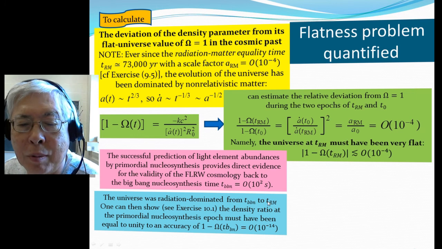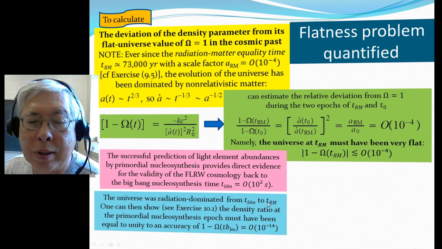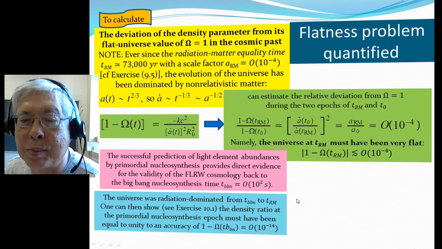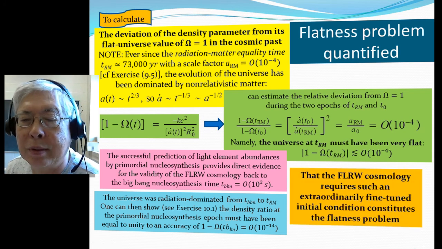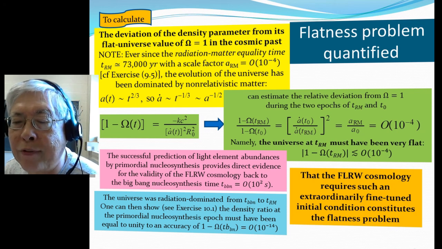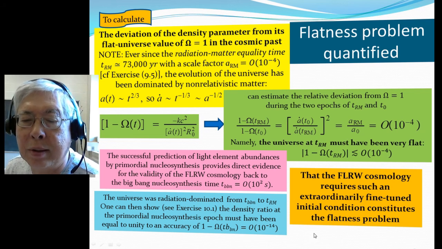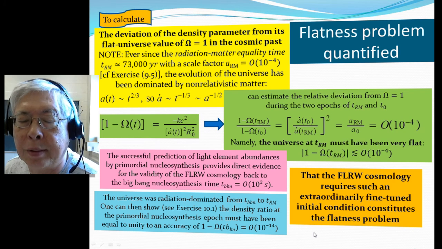It had to be incredibly close to 1. If it's not 1 itself, it must be extremely close to 1. So the fact that this cosmology requires such extraordinarily fine-tuned initial conditions constitutes the flatness problem. It must be explained why it has to be so flat, even though gravitational attraction naturally will enhance the curvature part.